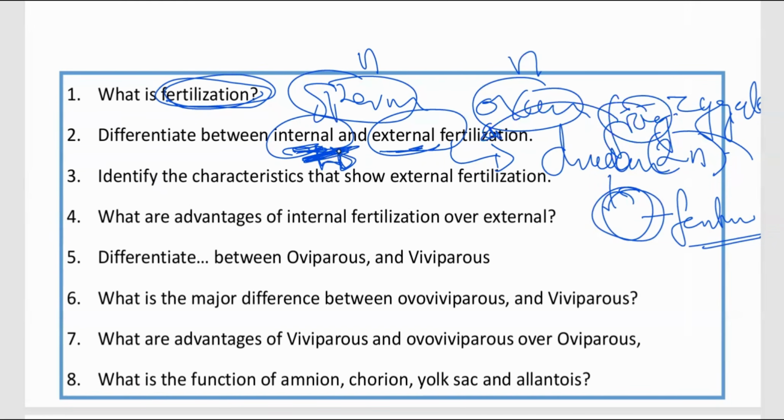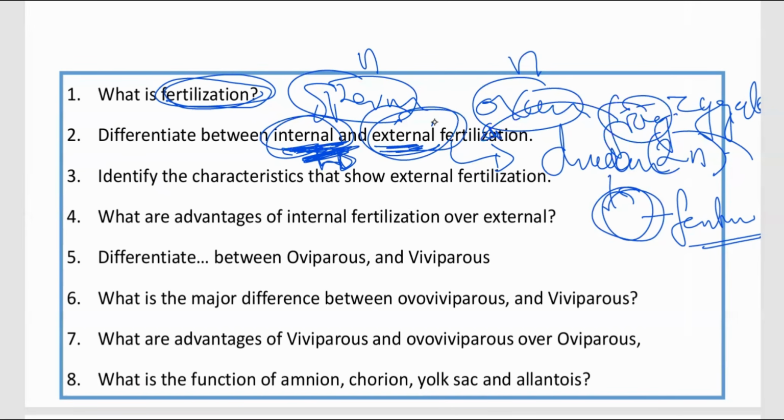Another thing you need to talk about when it comes to internal and external fertilization is the advantages of internal fertilization over external, and which one requires more sperm compared to the other. We see that external fertilization requires more sperm compared to internal fertilization. Why?